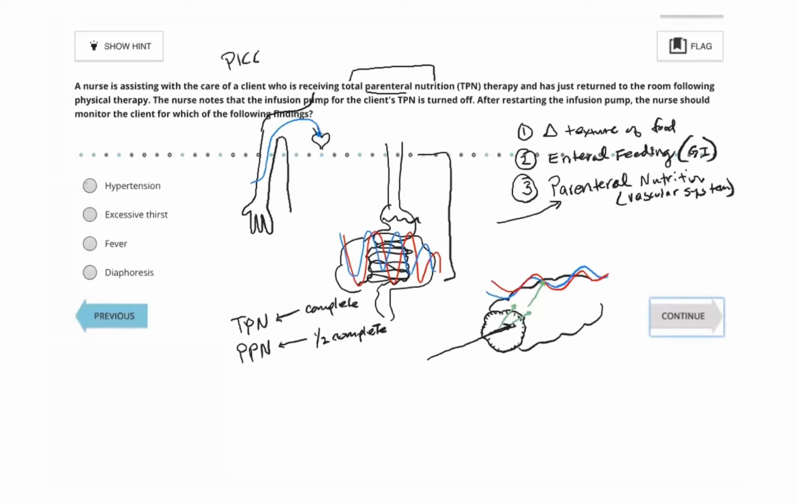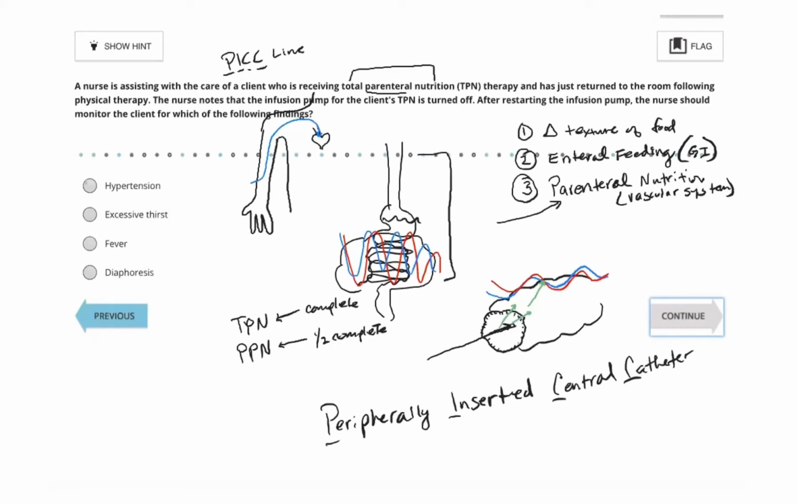You've heard of PICC lines? Okay, yeah. It's a peripherally inserted central catheter. I'm gonna write it down right here. And that's your PICC line. The reason why we have PICC lines compared to regular IV lines is because the PICC line can be left in there for up to a month or more.